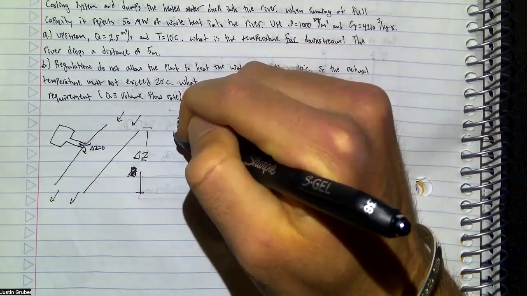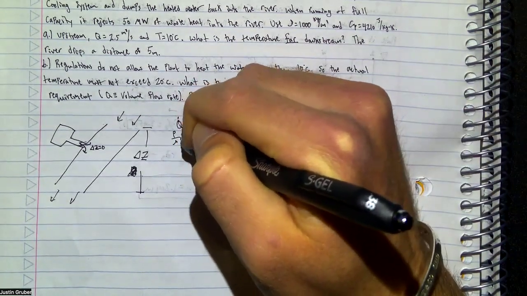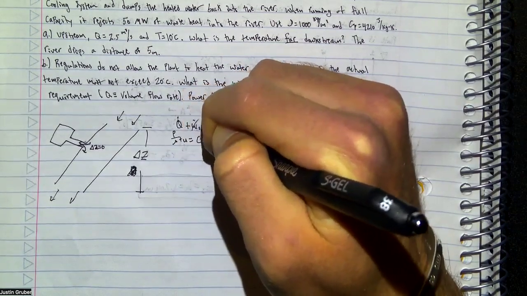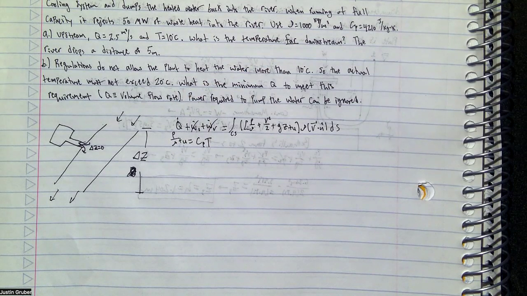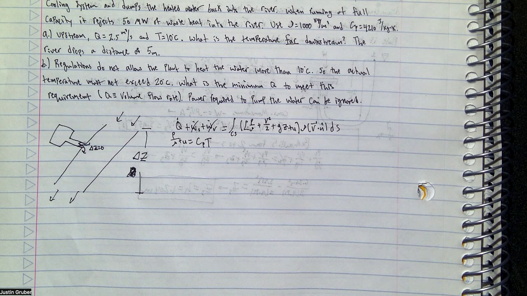But I like writing this better as P over rho plus U equals Cp times temperature. Because look at that, they give us a Cp and they give us a temperature. So why wouldn't you write it like that? So let's get going.